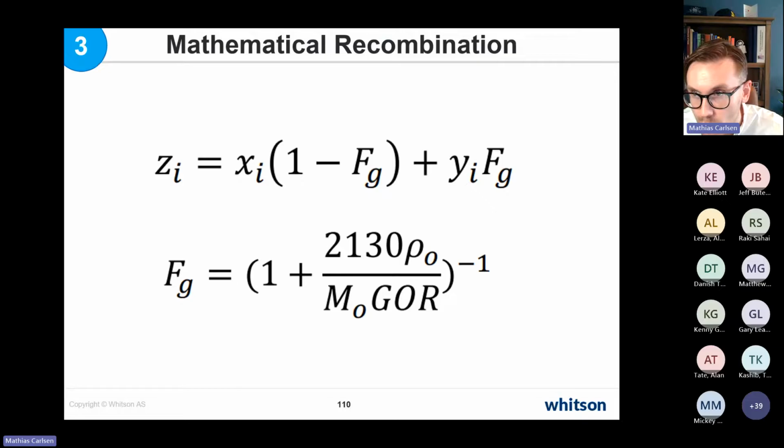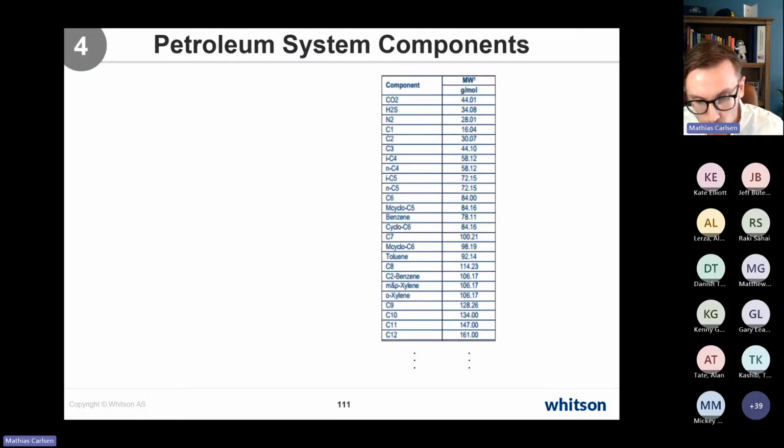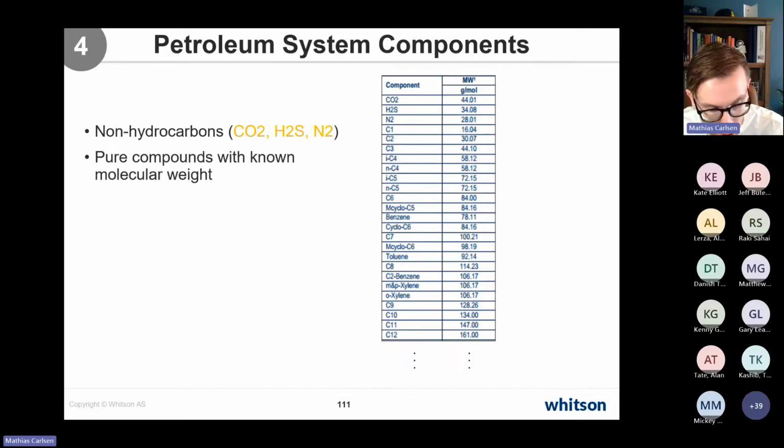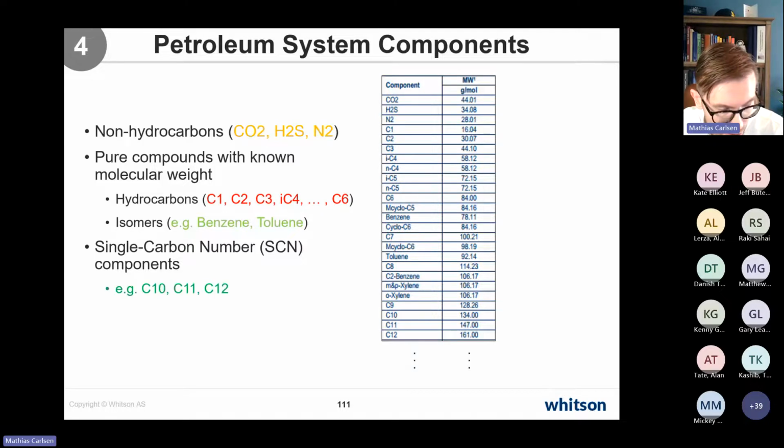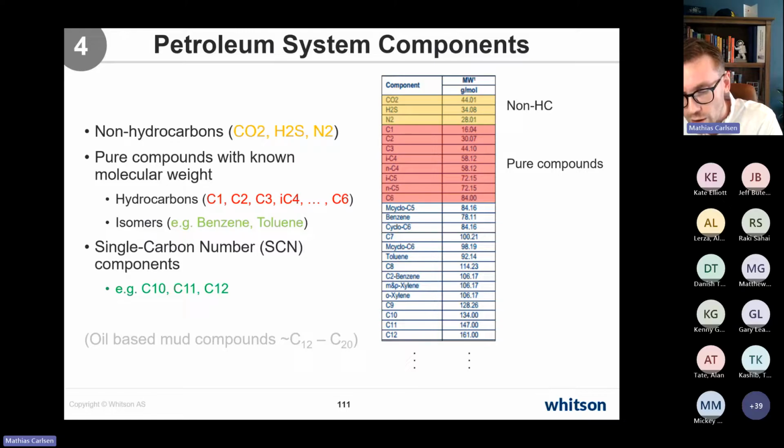And this is the formula of how you do it. When you look at the petroleum system components, you know that the non-hydrocarbons and also the pure compounds with known molecular weight that I talked about already have known properties. Then we have something called single carbon number components, which, for instance, can be C10, C11, C12, etc. Those are always estimated. And just for reference, if people are working with conventional reservoirs, you have that there as well. And in this table to the right, you'll see these are the non-hydrocarbons and these are the pure components.